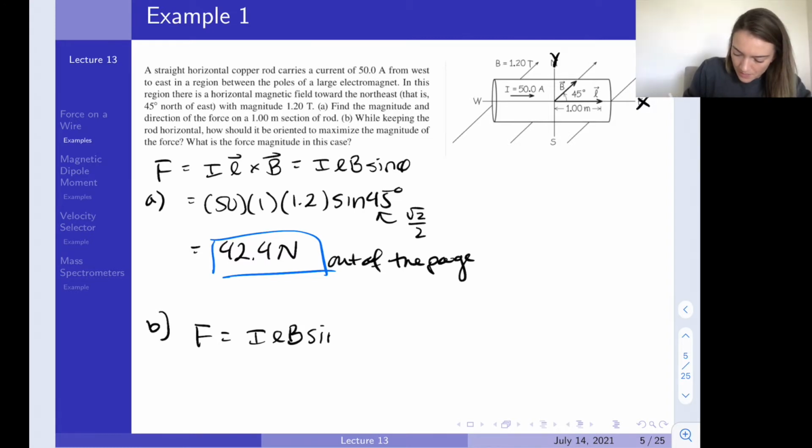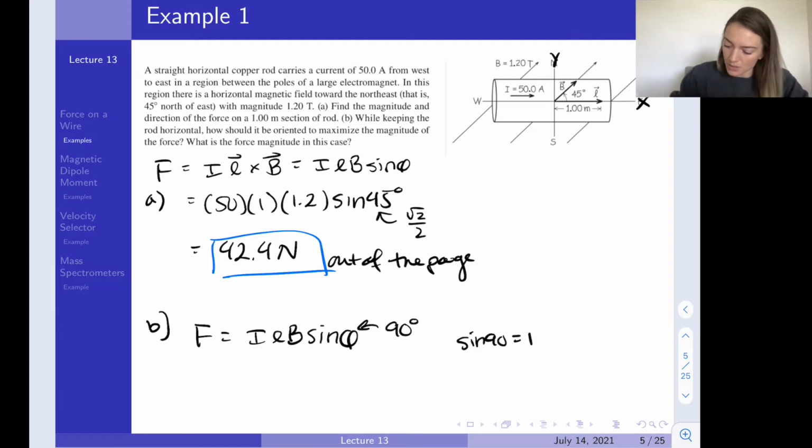Part B, we can look at it like this and say, okay, well, we know that I, L, and B are not changing, so it just matters the angle that we orient the wire and the magnetic field at. So wherever sine of that angle is maximized, that will be the maximum force. So that's obviously going to happen when that is 90 degrees, right? Because sine of 90 is 1. So it'll happen when they're perpendicular.